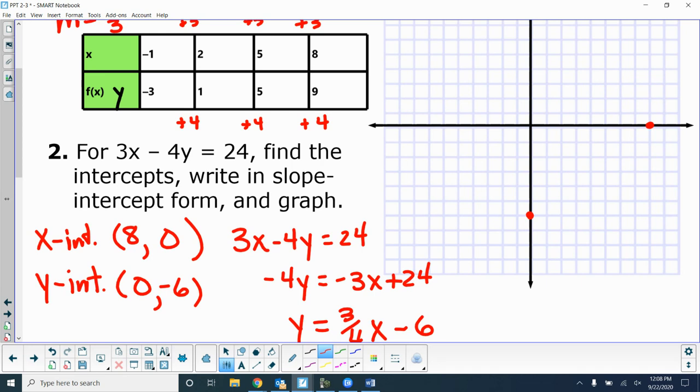1, 2, 3, 1, 2, 3, 4. We're back at the x-intercept. All right, so we can go either way. And then draw our line. Questions on number 2?